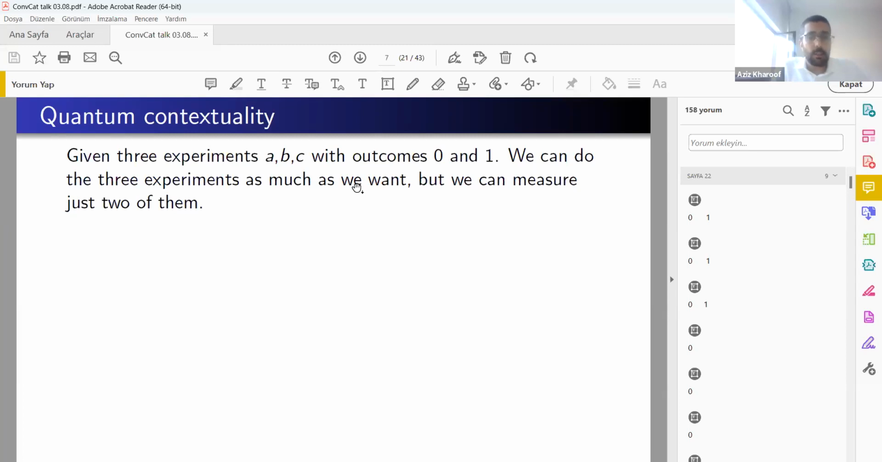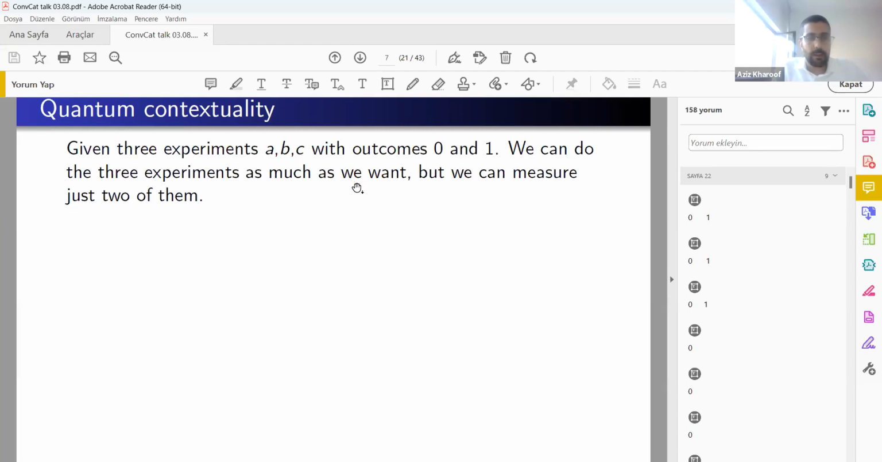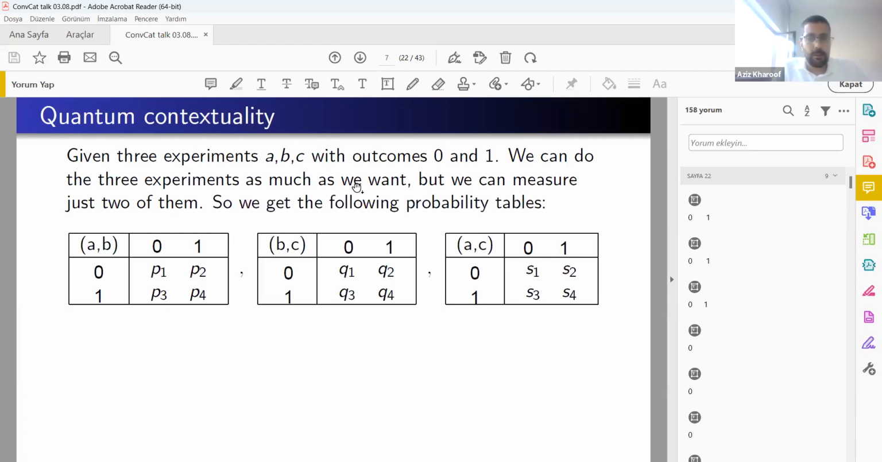In this case, because we can do it as many times as we want, we will get this table of probabilities. When we measure A and B together, this is the probability to get 0, 0, this is the probability to get 0, 1, and so on. It's the same for BC and for AC. Of course, we know that the sum here is 1, the sum here is 1, the sum here is 1.